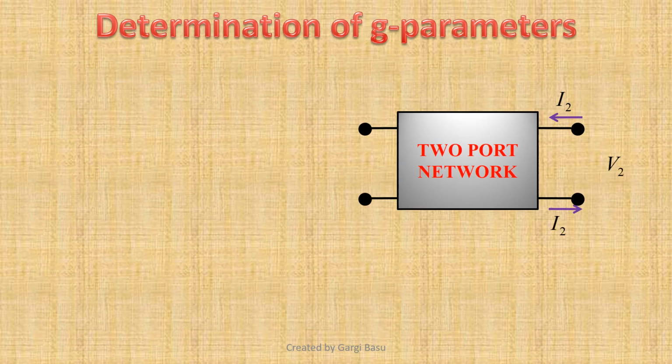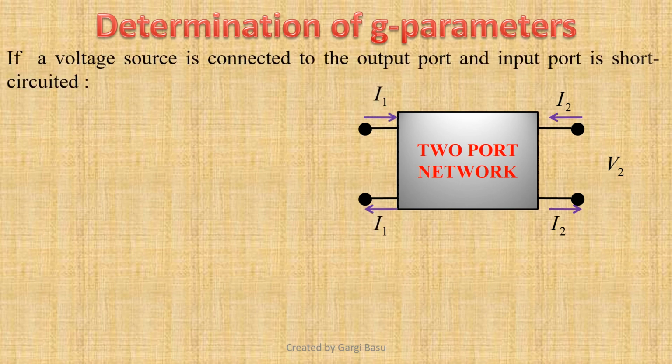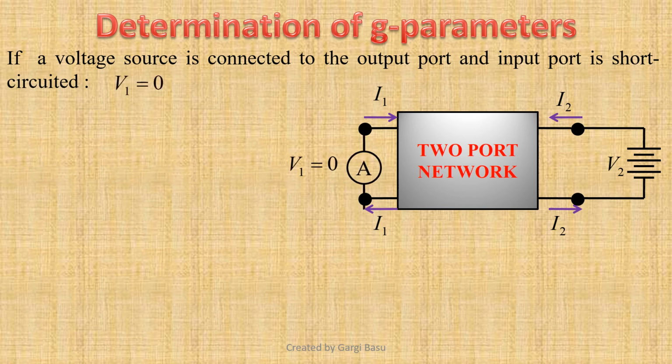Now let us perform the short circuit test to determine G12 and G22. Now we connect a voltage source at the output port and the input port is short circuited through an ammeter. Therefore, V1 equals 0. Now we connect an ammeter at the output port to measure current I2 and a voltmeter to measure V2.